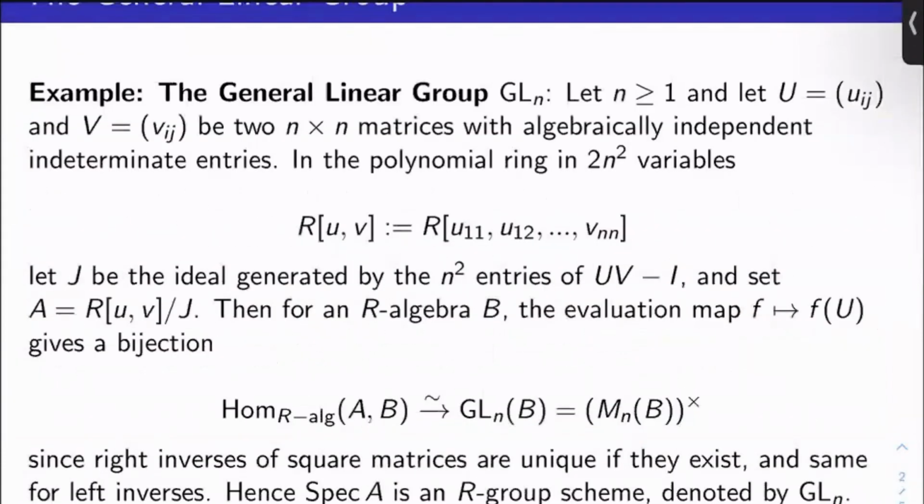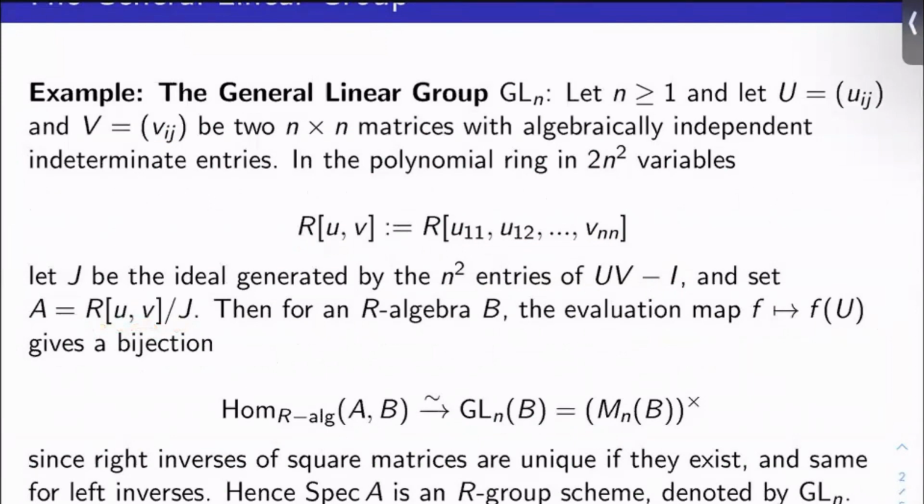So for n bigger than or equal to 1, if U is the matrix with entries U sub ij and V is the matrix with entries V sub ij, and these are n by n matrices with n² algebraically independent entries, just so we get an actual polynomial ring in the following setup, then in the polynomial ring in 2n² variables, which we'll call R adjoin U and V, which written in long form is R adjoin all of the entries of U and all of the entries of V, we'll let J be the ideal generated by the n² entries of UV minus I. So we're trying to force a setup where everything in the coset ring here is invertible. And then we'll just set A equal to R adjoin U, V mod J.